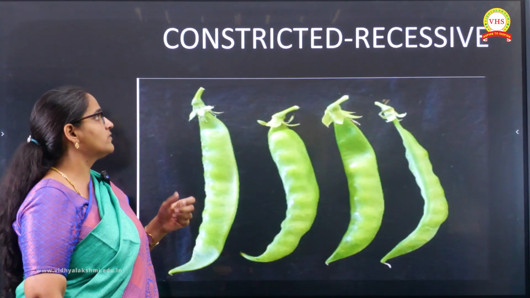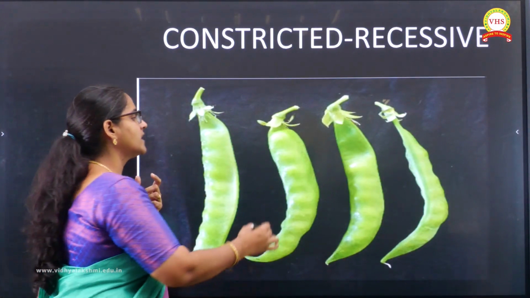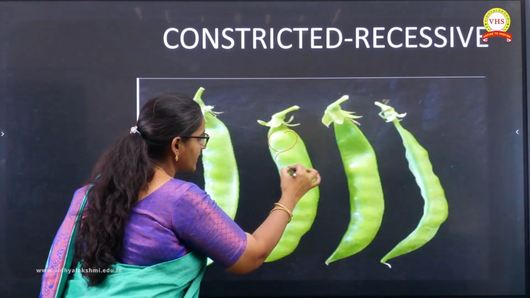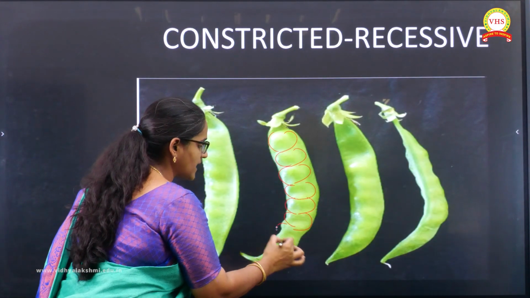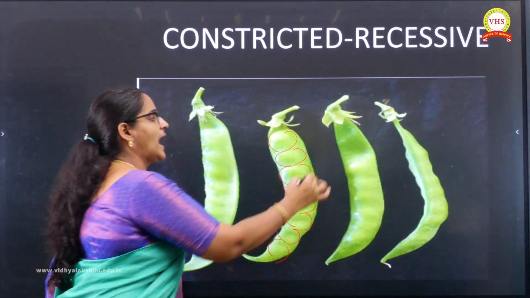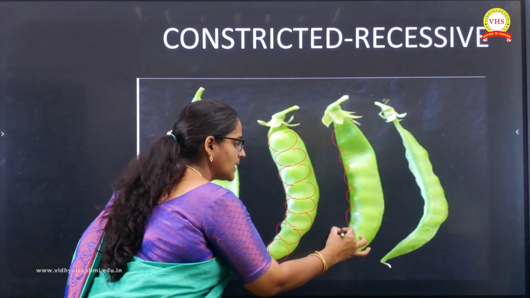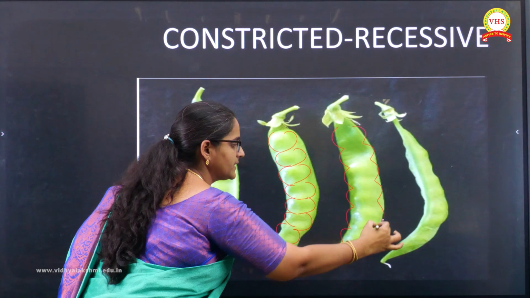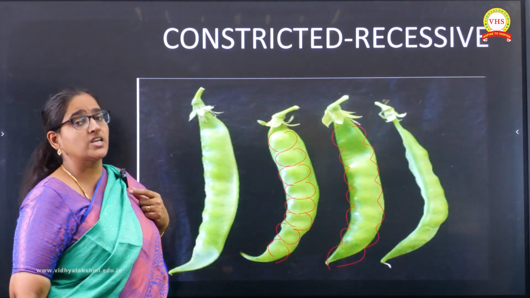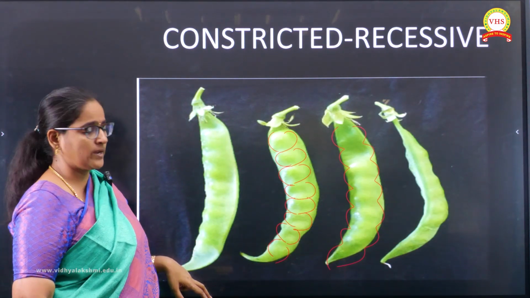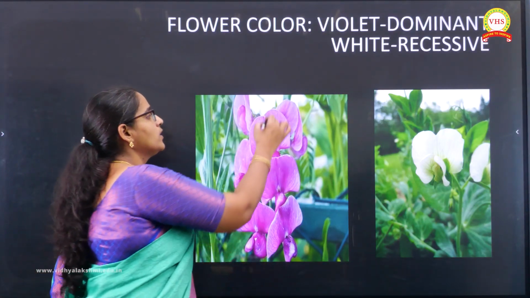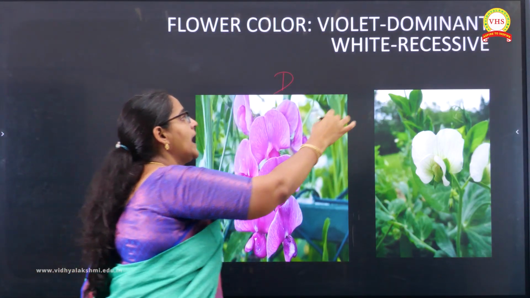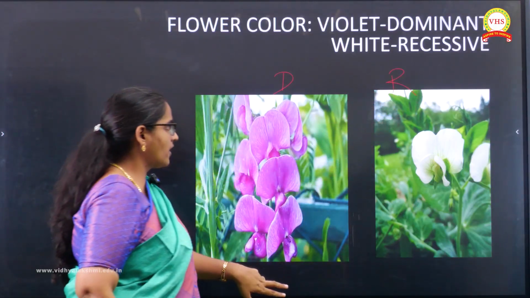The opposite recessive one is constricted. Constricted means you can see the shape of the seeds from the outer side of the pod itself. You will have some constrictions, some ups and downs or furrows. That is called constricted. So inflated is dominant and constricted is recessive. In flower color, violet is dominant and white flower is recessive.